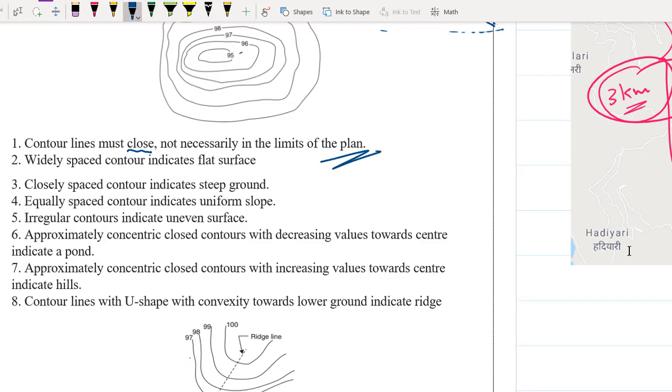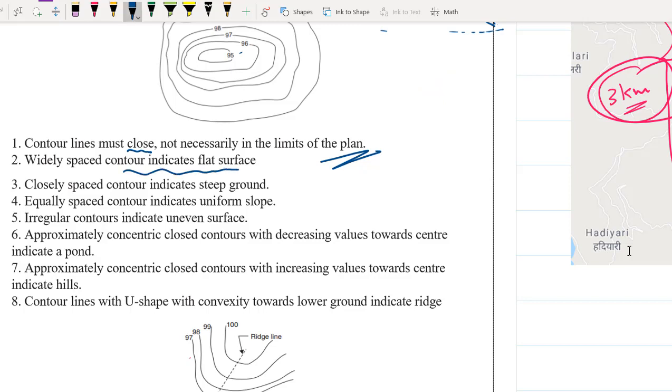Not necessarily within the limits of the plan. See, whenever you are doing the surveying, you will not be surveying the entire area. In that map, you might be getting it like this, but in reality when you go and survey, it will be something completely like this. Always your contour will be closing. I hope it is perfect, right?